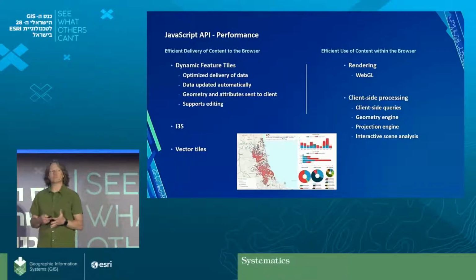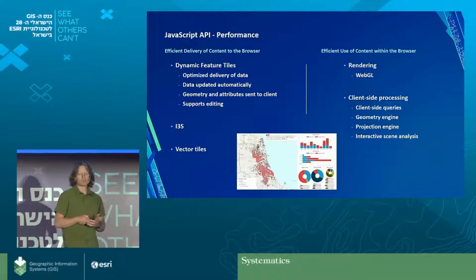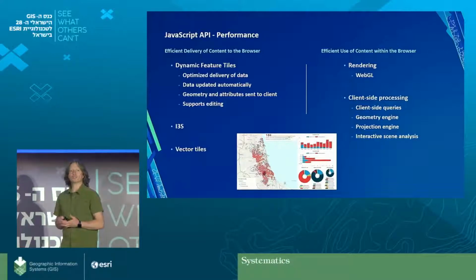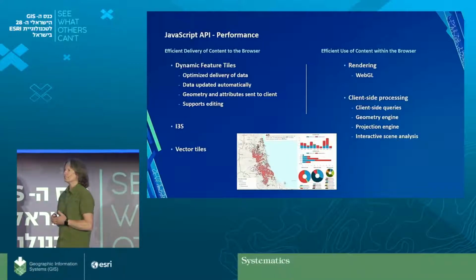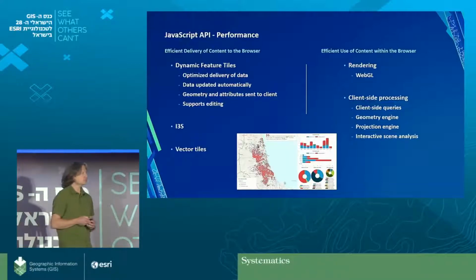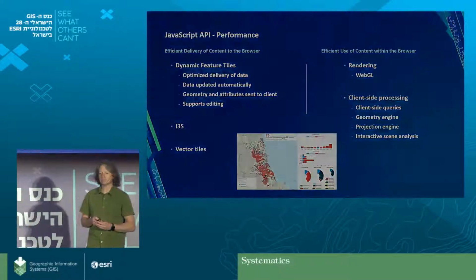For 3D data, we've made enhancements to the 3D format that we use, the I3S specification, again, to improve the efficiency on how we retrieve the data. In terms of rendering it, all of our layers are now rendered using WebGL for the best performance possible in a browser. And we've worked on our client-side processing engines, our geometry engine, projection engine, the SQL engine, all running inside of the browser on the client. I think the best way to look at this is with some demonstrations from my colleagues back in Redlands.